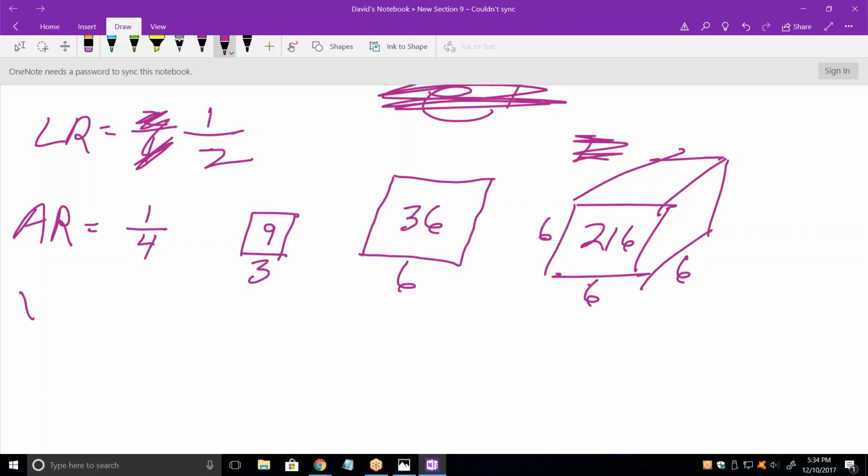So the volume ratio is 9 to 216, which is 8 to 1. It is the linear ratio cubed. Okay. So when you go from linear ratio to area ratio, you square it. When you go from linear ratio to volume ratio, you cube it.